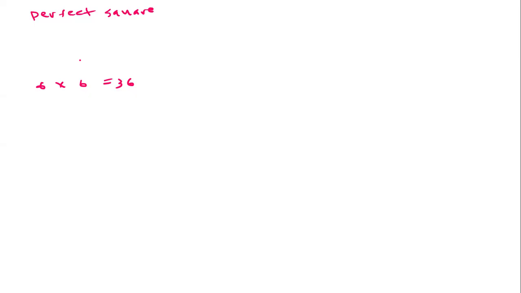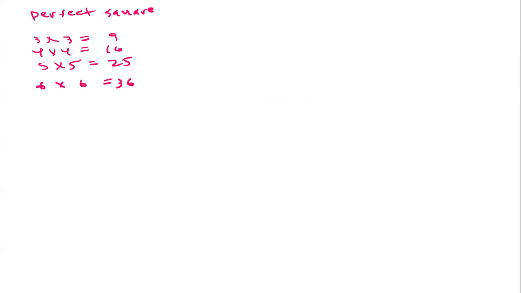25. Okay, so that would be what? 5 times 5, right? 5 times 5 is 25. Okay. 4 times 4 is 16. 9 times 9 would be, huh? 81. Exactly, right? So 3 times 3 is 9, so on and so forth.